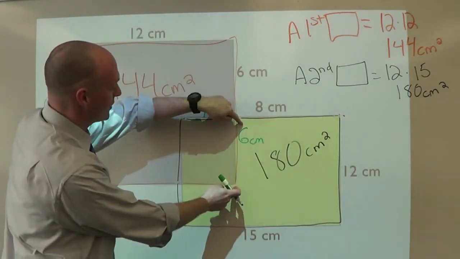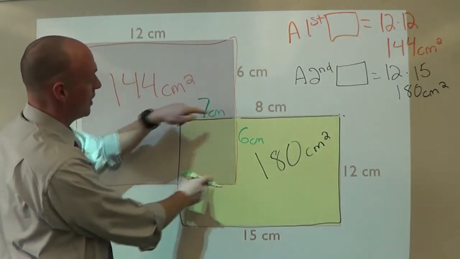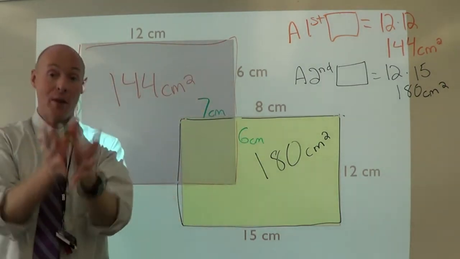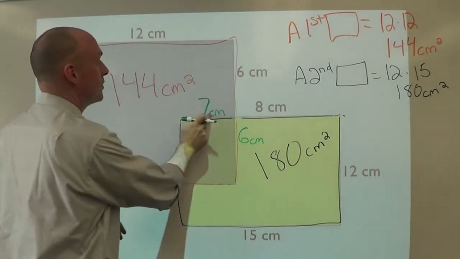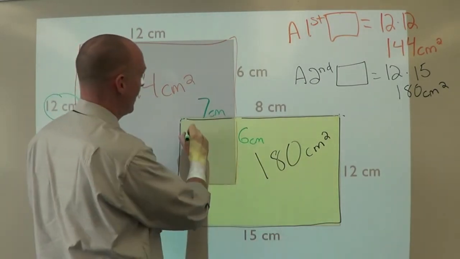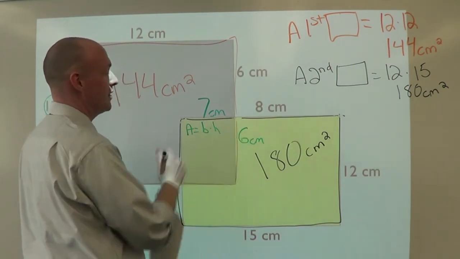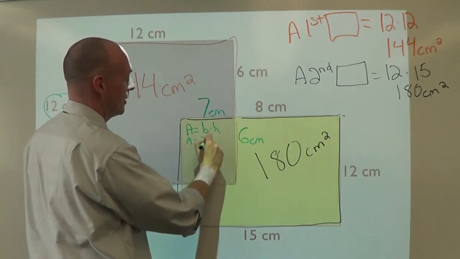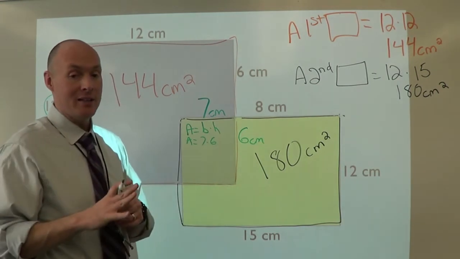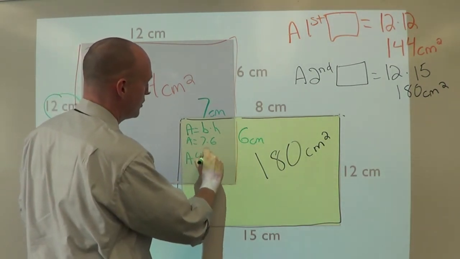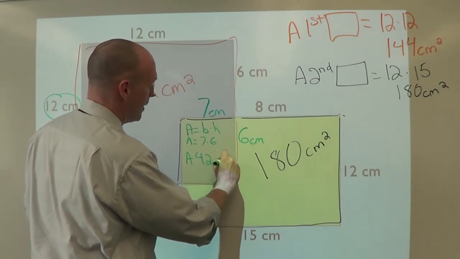Here I have 6, and we know that would be 6. But 6 plus 6 equals this far 12. Now this is going to help us out a lot. So 7, remember the area equals base times height. In this case, area equals 7 times 6. And 7 times 6, of course, is 42. So the area is 42 centimeters squared.